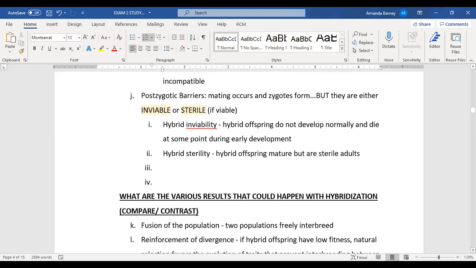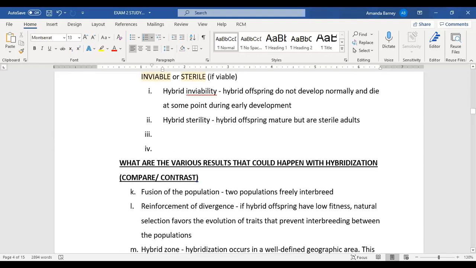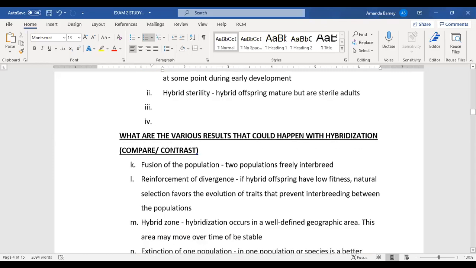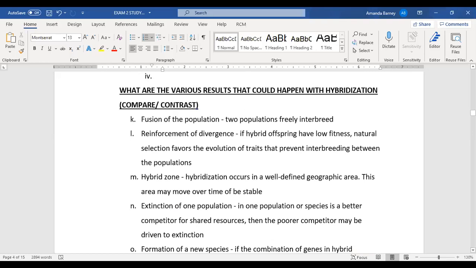The egg and the sperm come together, they make a zygote, but in development, before that offspring is even born, it dies. The hybrid sterility has to do with the mules. They're sterile, they can't reproduce, so that stops that generation. These are the different things.